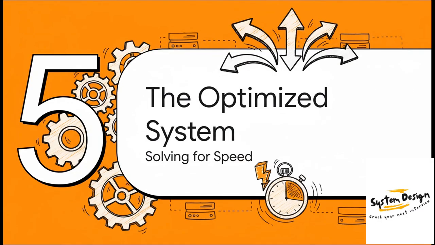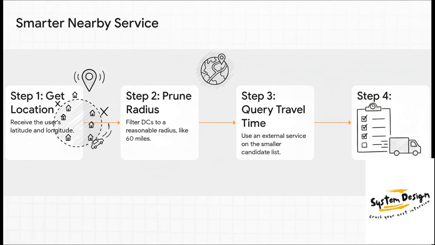Okay, time to put on our architect hats and re-engineer the system for the real world. This is where we start applying some classic, battle-tested design patterns to solve for speed, for throughput, and for correctness. First up, let's fix that nearby service. Instead of doing something complicated for all 10,000 warehouses, we get smart. We do a quick, cheap first pass. Just give me warehouses in a 60-mile circle. Then, for that much smaller list, we make a call to an external service that actually understands roads and traffic. It's way more efficient and a whole lot more accurate.